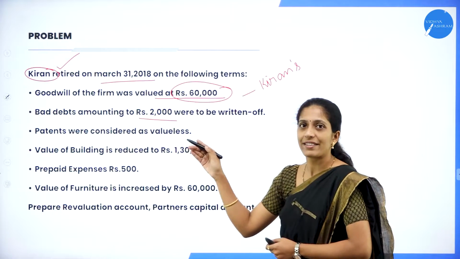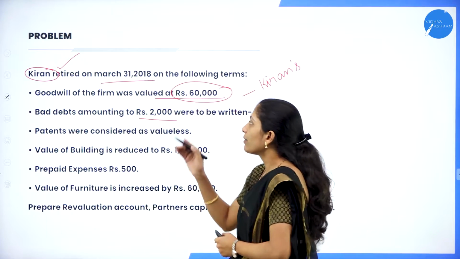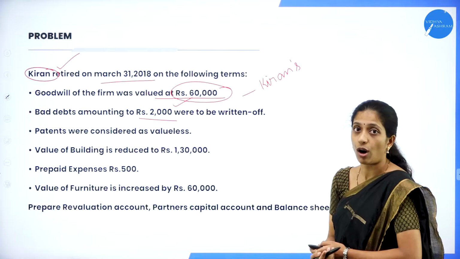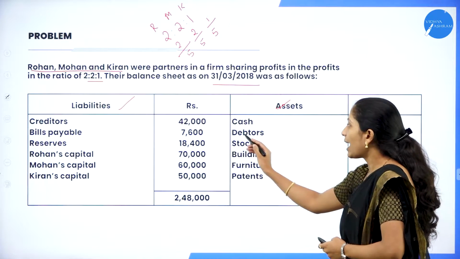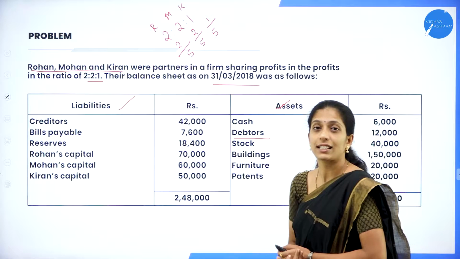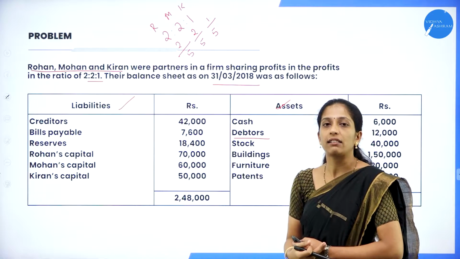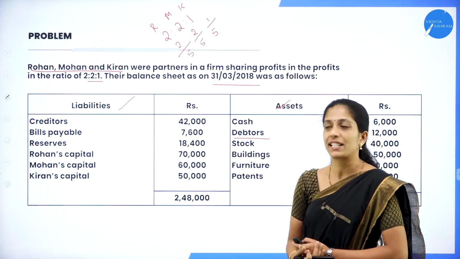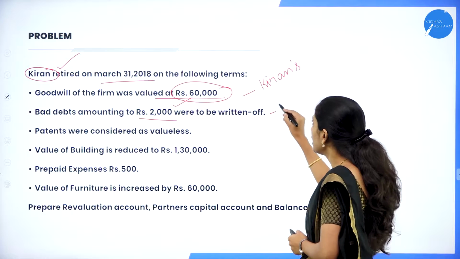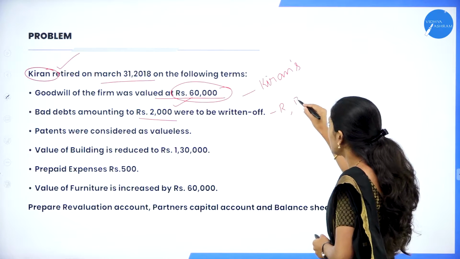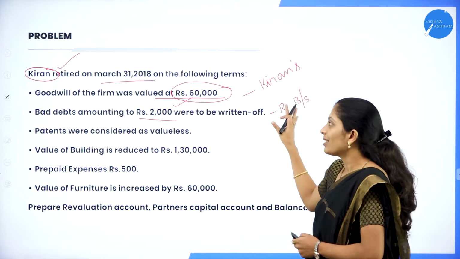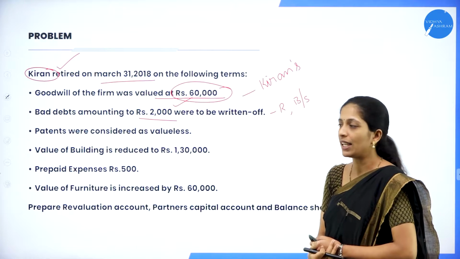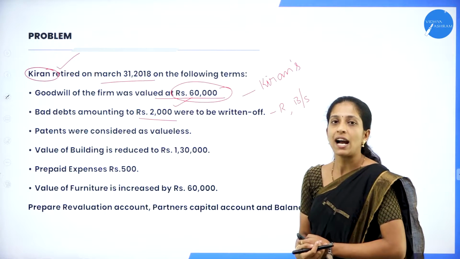Next, second adjustment, bad debts amounting to rupees 2,000 were to be written off. So, what do you mean by bad debts here? Bad debts is a liability. They have told that bad debts amounting to rupees 2,000 were to be written off. Now, if you see the balance sheet here, they have given just debtors. They have not deducted the bad debts, but now they are telling that bad debts has to be written off. So, what is bad debt? Bad debt is a liability. So, we have to take this in revaluation account as well as in the balance sheet. So this is where this adjustment has to be recorded, once in revaluation account and once in balance sheet.